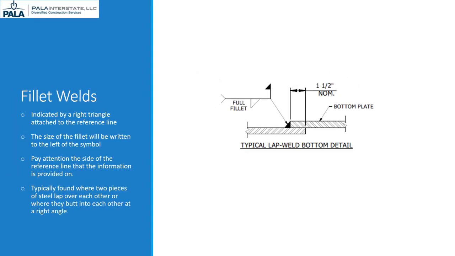Shown here is a very basic example of a fillet weld detail. The right angle triangle under the reference line tells us that there is a fillet weld on the side of the joint where the arrow is pointing. If the fillet weld symbol was on top of the reference line, it would indicate that the other side of the lap joint is where it needs to be welded. The size of the fillet weld is given just to the left of the symbol. In this case, it's a full fillet. Now let's look at another example.